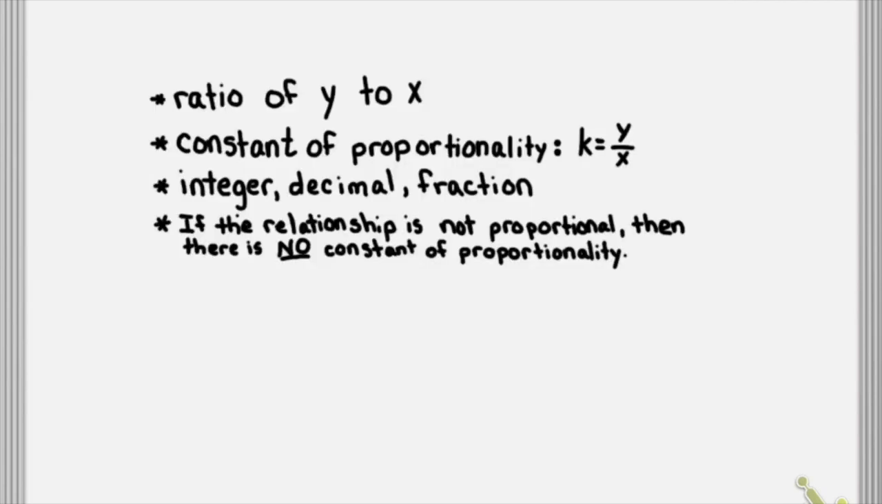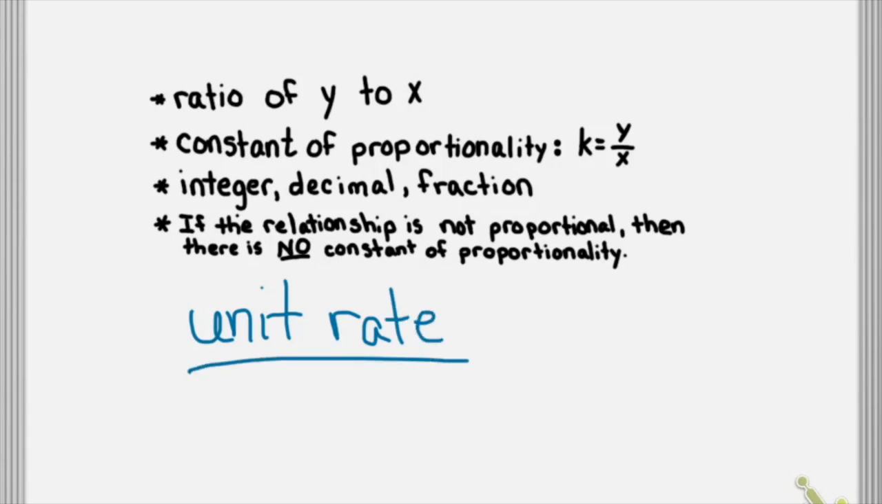Okay, so first we need to find out what the constant of proportionality is. Well, the constant of proportionality is the ratio of y to x. So what that means is the constant of proportionality is found by dividing the y by the x in any given situation. So what we have to do is find the unit rate. It can be in the form of an integer, a decimal, or a fraction.